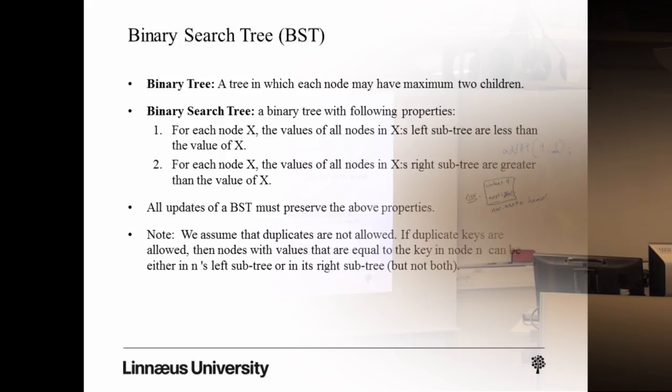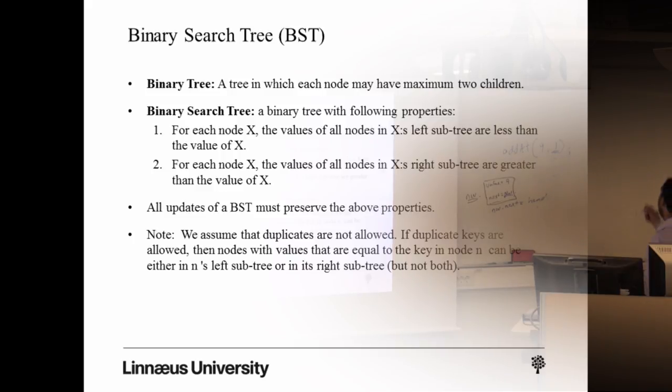And then we have a specialized form of a binary tree, which is called a binary search tree. A binary search tree has these properties. For each node x, the values of all the nodes on x's left side are less than the value of x. Okay, what does it mean?